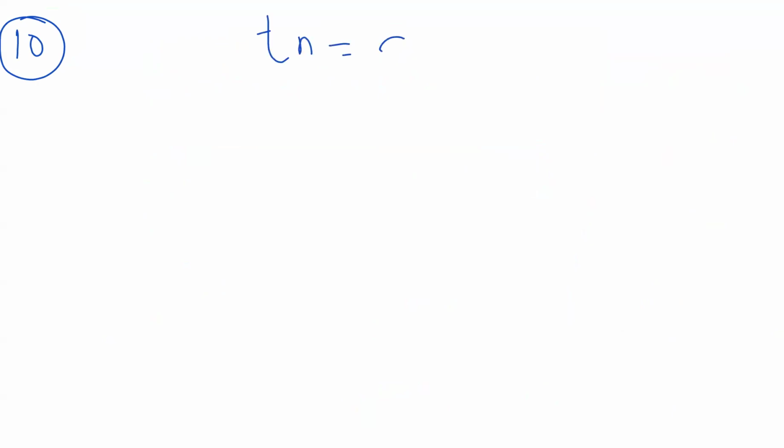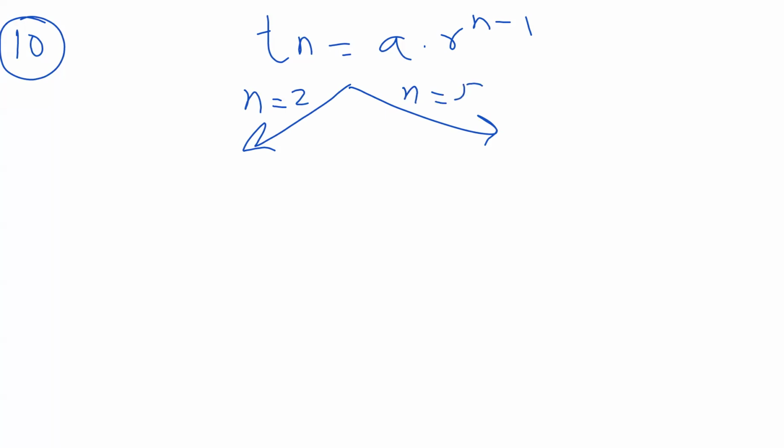So Tn for a GP is a r raised to n minus 1. There are two cases. In the first case, you're going to put n equal to 2, and in the second case, you're going to put n equal to 5. So T2 is a into r raised to 2 minus 1, so ar, and T5 is a into r raised to 5 minus 1, which is 4.